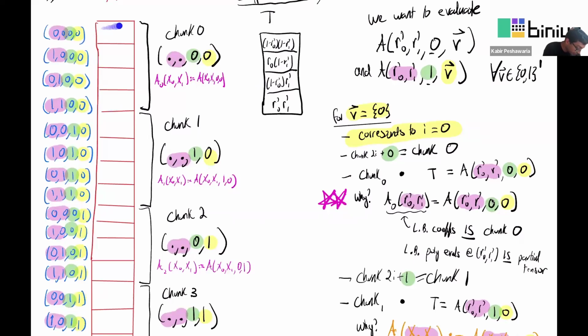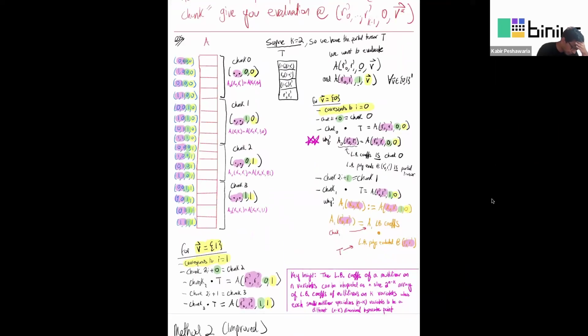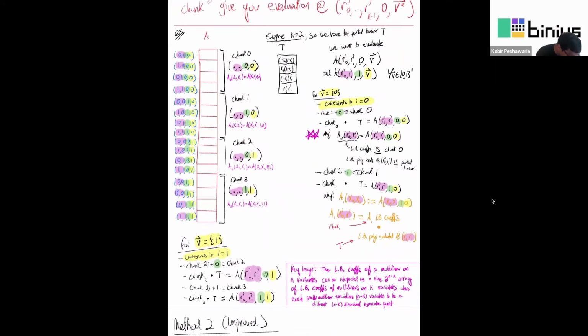So we're doing the normal process of evaluating a multilinear polynomial on fewer variables, on k variables, using the partial tensor and this chunk. The key insight here, and you can review this slide at your own leisure, and it'll make more sense when you just stare at it, is that the Lagrange basis coefficients of a multilinear on n variables can be interpreted as a size 2^(n-k) array of chunks, where each chunk is the Lagrange basis coefficients of a multilinear on k variables, where each smaller multilinear specializes the other n minus k variables to a different n minus k dimensional hypercube point. That's a lot, but I promise if you read that a couple times, it's very specific and it explains exactly what's going on here.